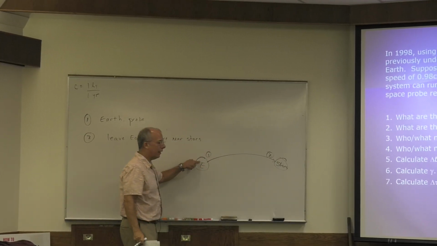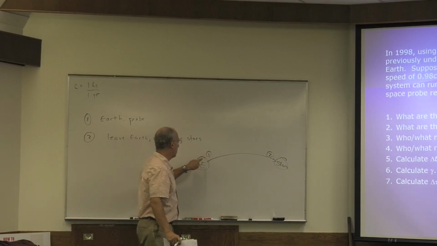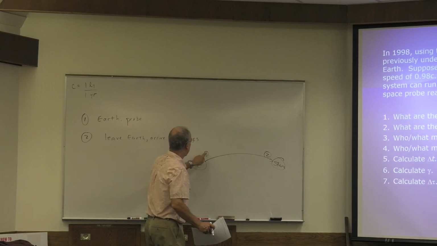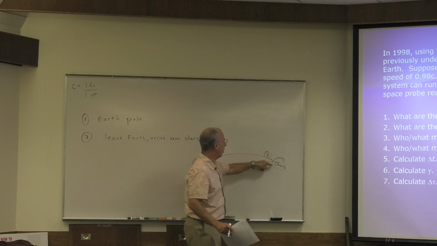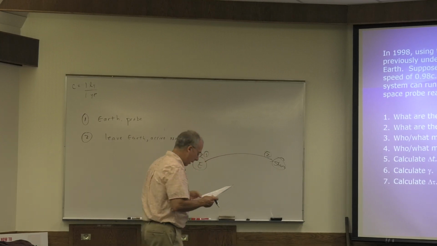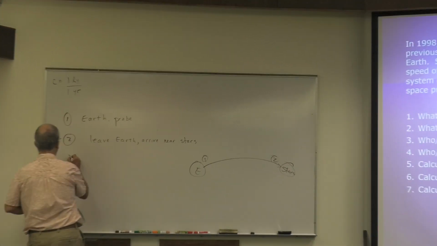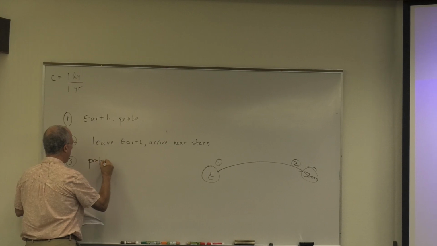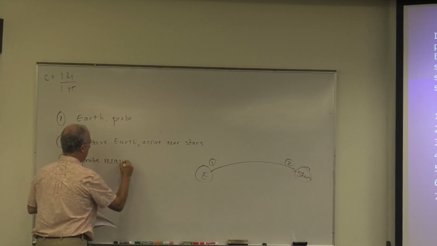So is the Earth at the same location? Is the Earth here and is it the Earth here? Certainly not, right? How about the probe? Is the probe here? Yes. Is the probe here? Yes. So the probe measures proper time. So 3: the probe measures proper time.